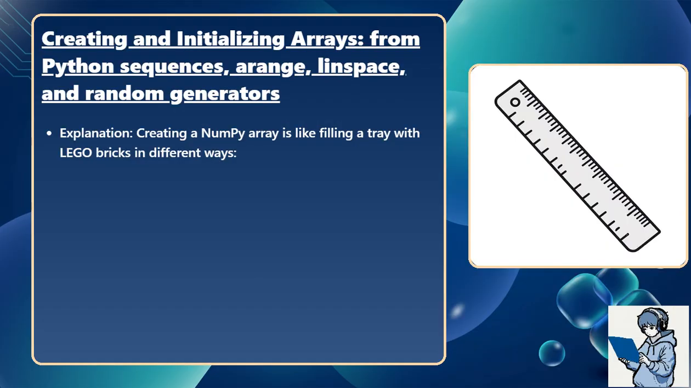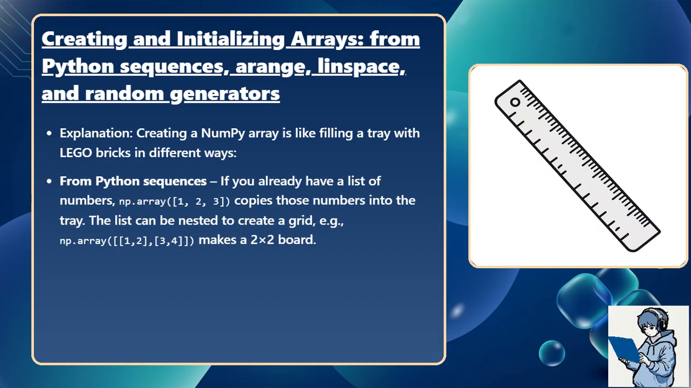Explanation: creating a NumPy array is like filling a tray with Lego bricks in different ways. From Python sequences: if you already have a list of numbers, np.array([1, 2, 3]) copies those numbers into the tray. The list can be nested to create a grid. For example, np.array([[1, 2], [3, 4]]) makes a 2 by 2 board.